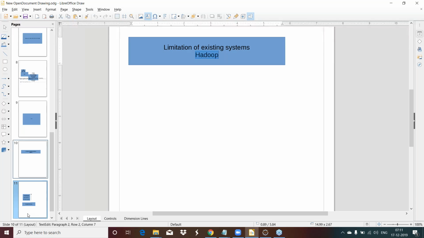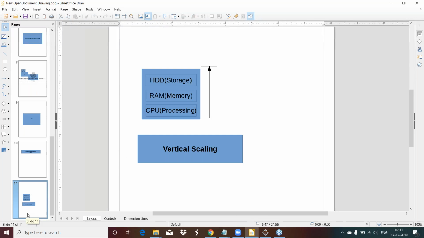So fine. The first problem we discussed with the existing system is that you can increase the RAM capacity, the hard disk capacity, and the CPU capacity. You can keep on increasing, but there is a threshold associated with it. You cannot keep on increasing to an infinite level. You cannot go beyond that. It means there is a maximum limit associated.